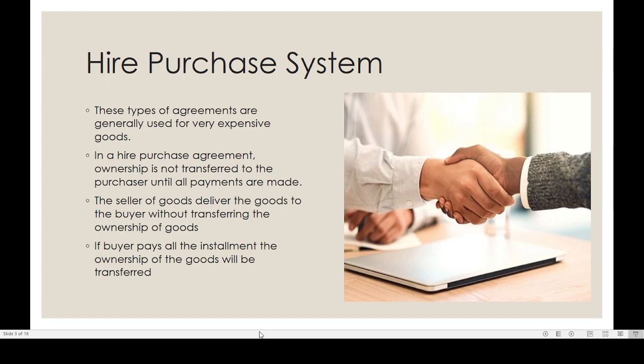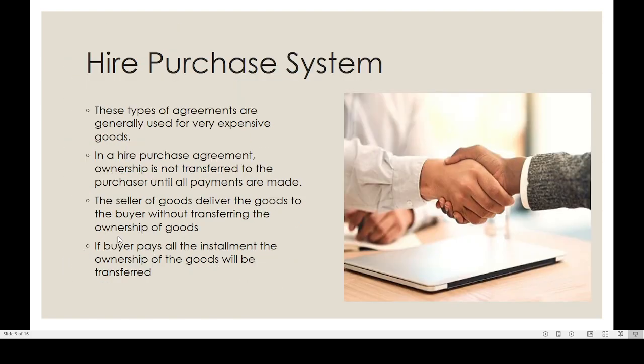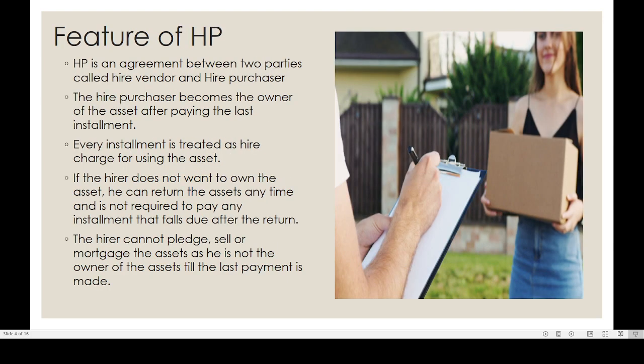But under the hire purchase system, this concept is not there. So what exactly will happen here? In case you are making the purchase in installments and the number of installments is 6, then after the payment of the 6th installment, you will become the owner of that particular product. So in detail we will explain by seeing the features of hire purchase.